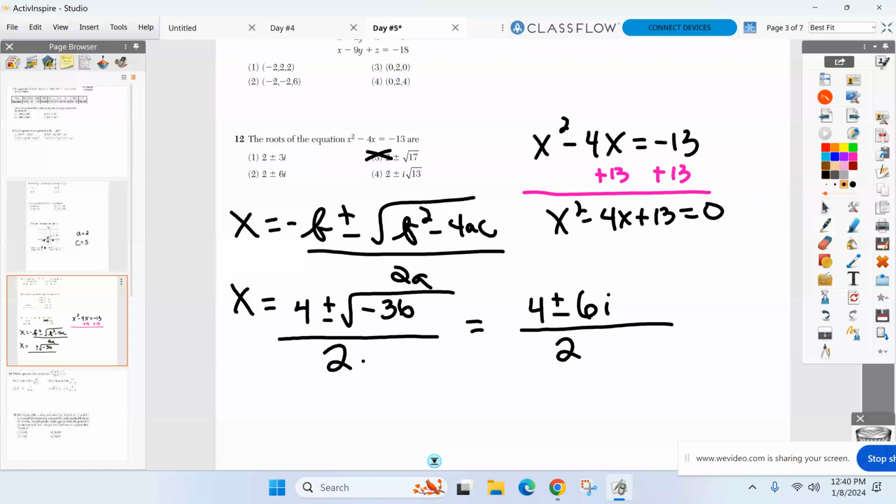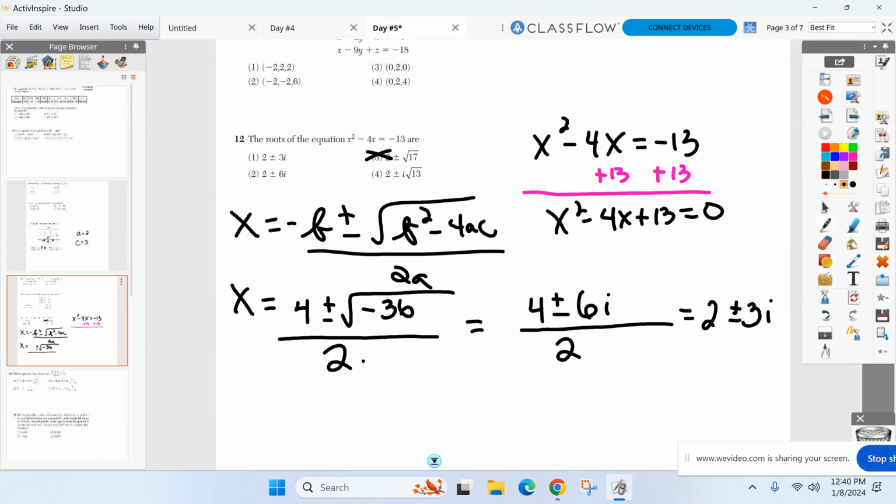That's not one of my choices up there because you can divide each of those numbers by 2. So you do 4 divided by 2, which is 2. 6 divided by 2, which is 3i. And there's my answer there, 2 plus or minus 3i.